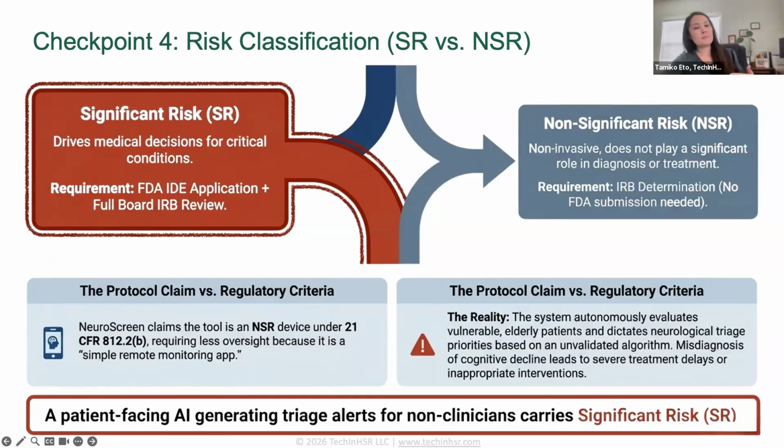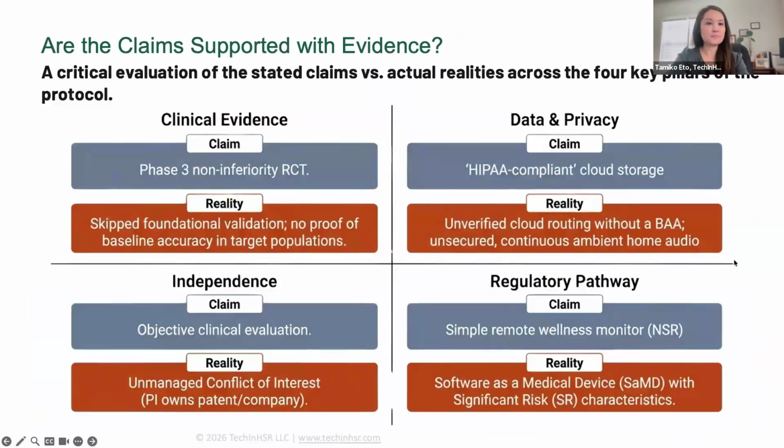So ultimately, the IRB plays an independent role in this device risk classification, and a sponsor's NSR determination is not binding on the IRB. If the IRB disagrees with the sponsor's classification, then you're going to have to require the sponsor to seek either an FDA IDE before the study proceeds or consider reworking the protocol and the device intended use and function as well.